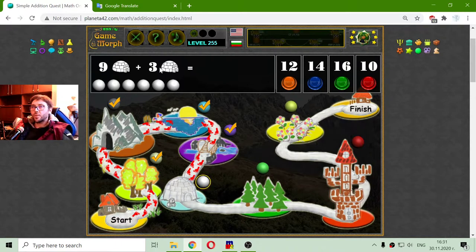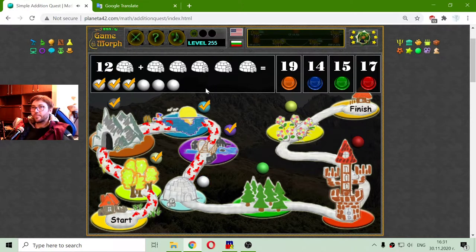I think it's called igloo. There are 12 igloos. 11 igloos plus 3 igloos. This is 14 Eskimo houses. 10 Eskimo houses plus 4 Eskimo houses is 14. Alright. 12 houses plus 5 houses. This is 5, yes. Those are 17 houses.